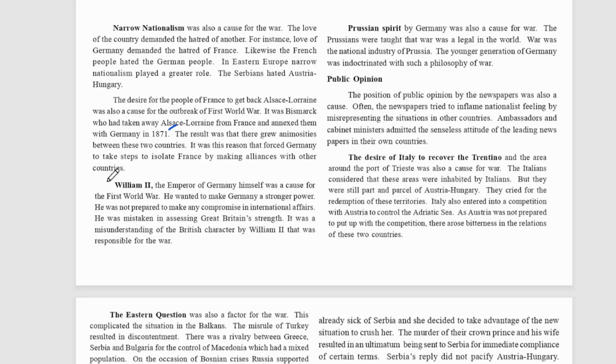And William II, the Emperor of Germany, himself was a cause for the First World War. He wanted to make Germany a strong power. He was not prepared to make any compromise in international affairs. He was mistaken in assessing Great Britain's strength, and it was a misunderstanding of the British character by William II that was responsible for the war.